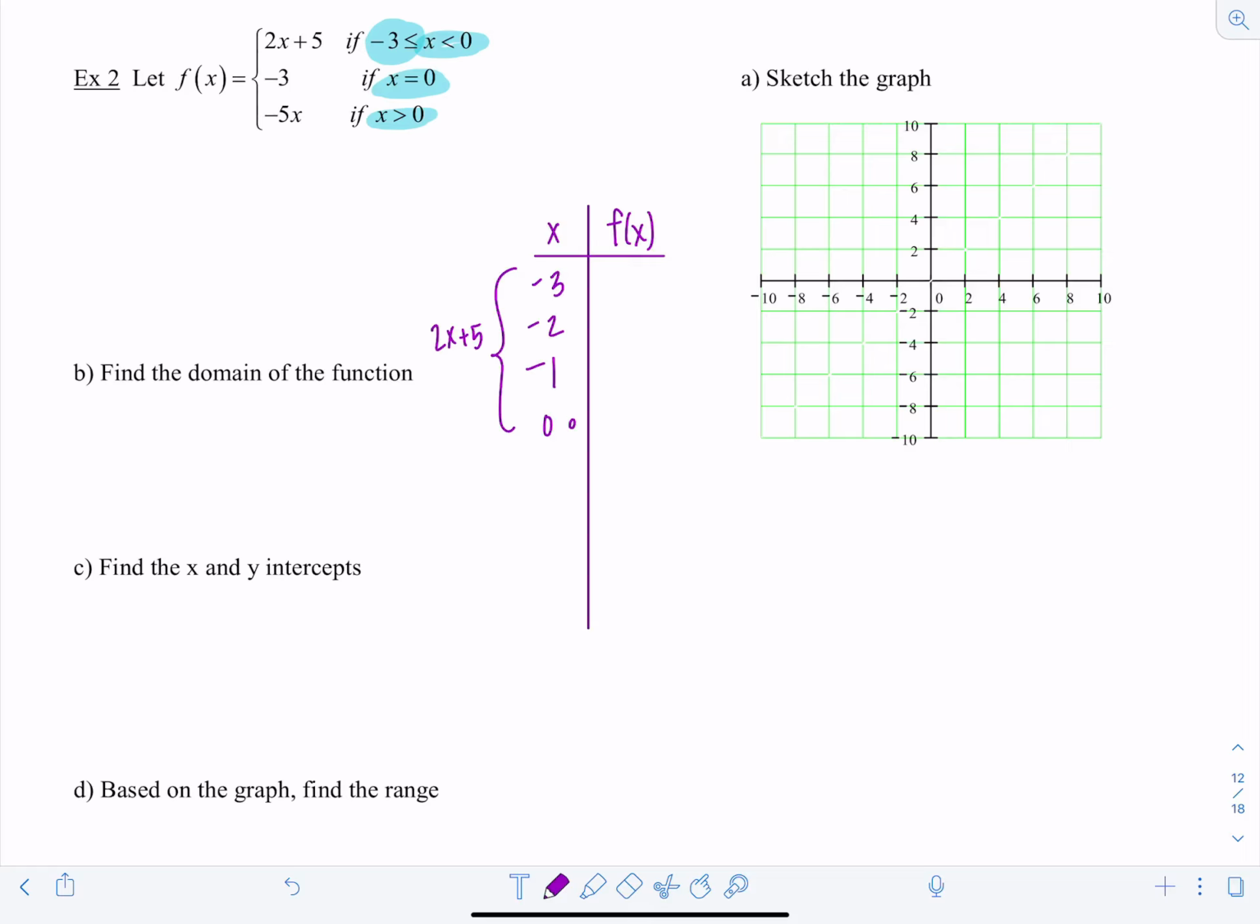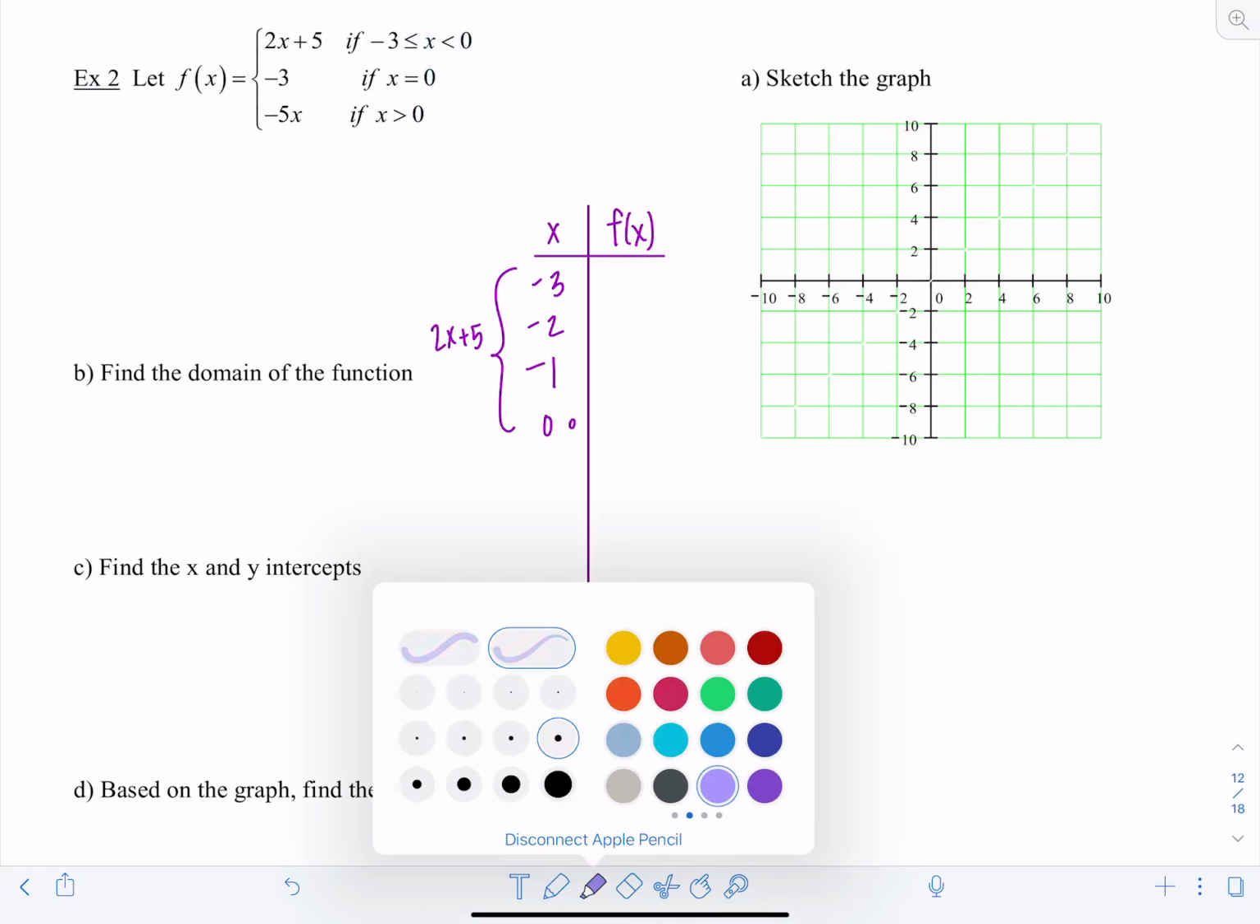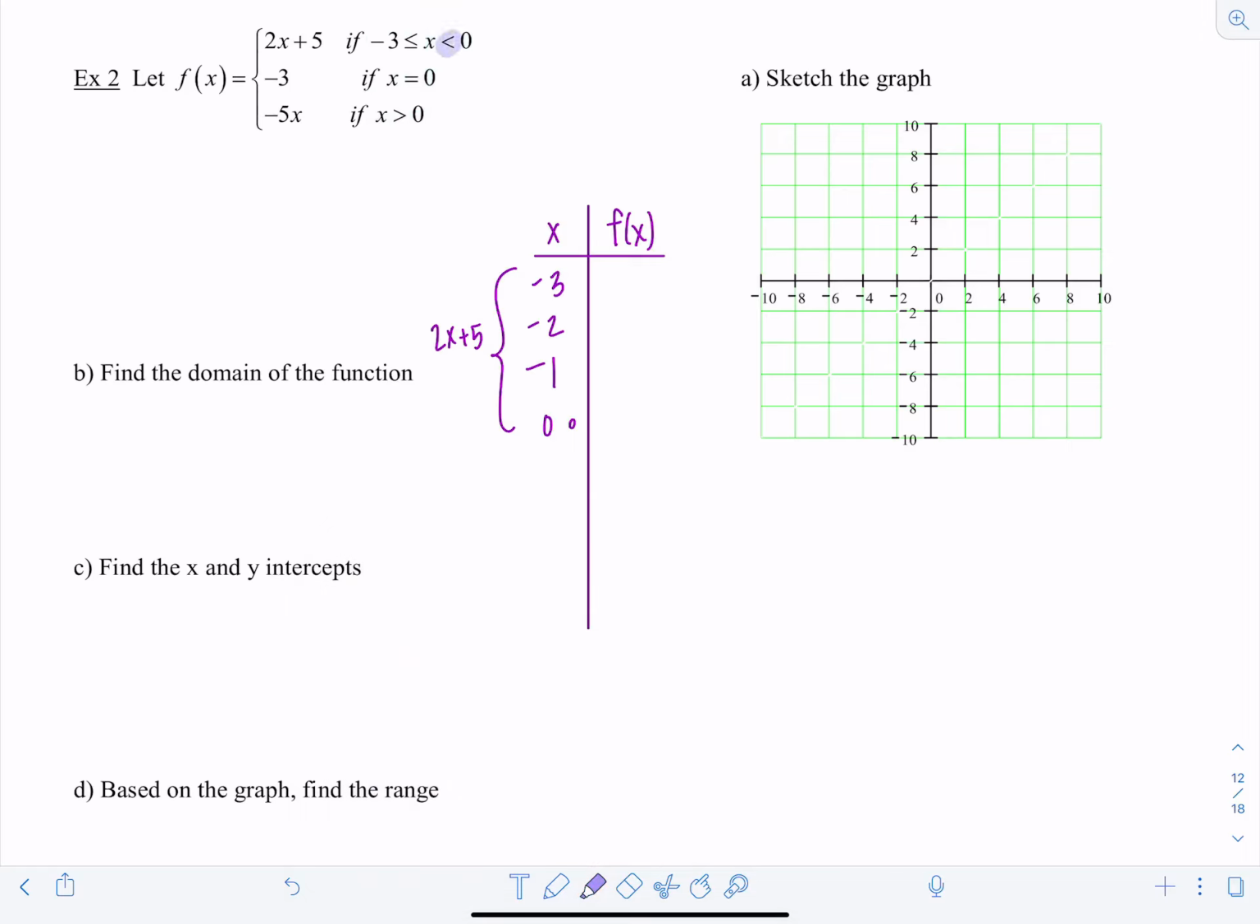I'm going to remind myself this 0 is with an open circle. How do I know that? Because this x is strictly less than 0 for 2x plus 5. And then I have 0 with the closed circle, and the y value is negative 3, the function value. And then if x is greater than 0, so again, open circle, 1, 2, that should be enough. It's just negative 5x. That's a linear function. You really only need 2 points.